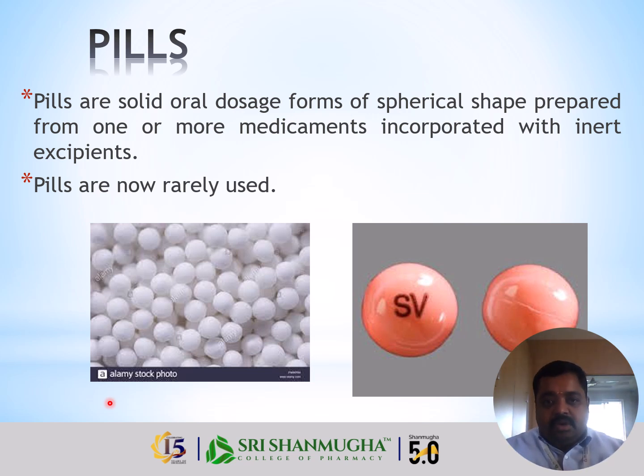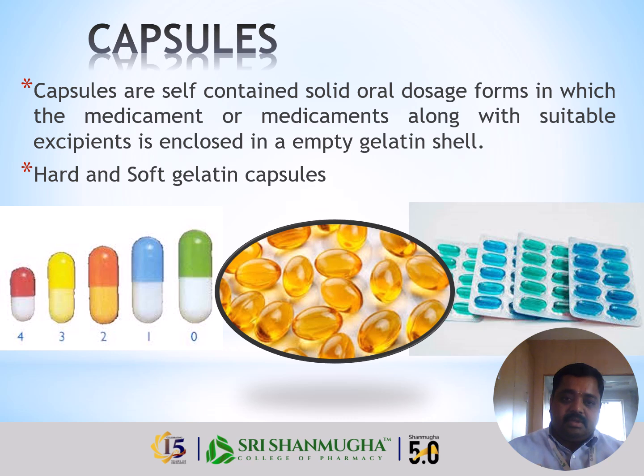Pills are solid oral dosage forms of spherical shape prepared from one or more medicaments incorporated with inert excipients. The pills are now readily used. Capsules, already we know about the capsules. It's two types, hard gelatin and soft gelatin.